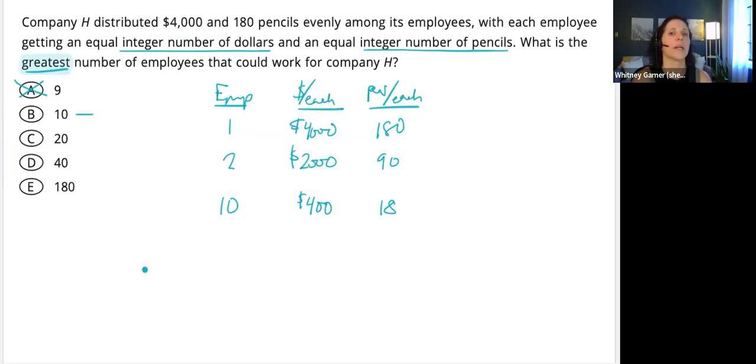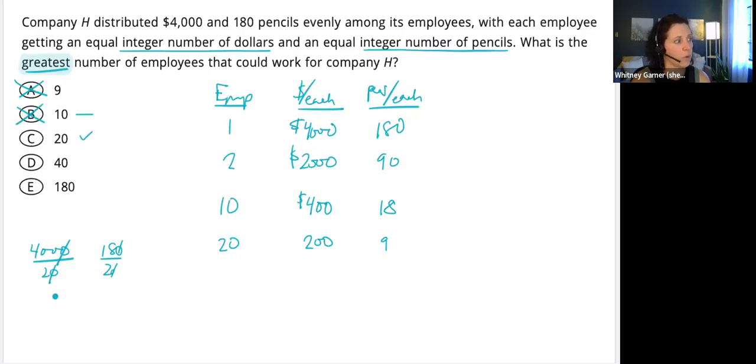10 definitely works, but I'd like to see, could I divide these further? So is 4,000 divisible by 20? Well, yeah, it would be. And 2 would go into 400, 200 times. So with 20 employees, I could get $200 each. And if I did 180 over 20, kill my zeros, I could have 9 pencils each. So, all right, that takes B out.